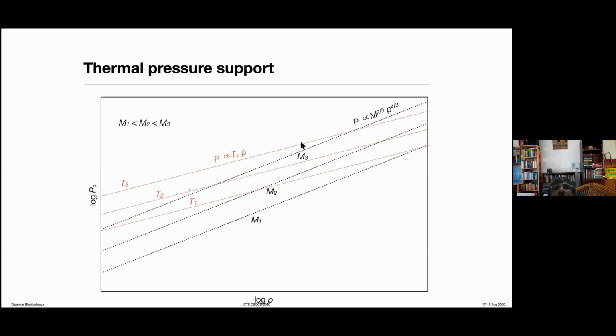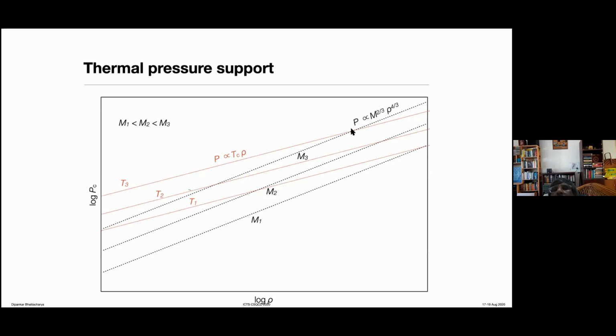So this is the amount of pressure that you need to balance by thermal pressure. Now thermal pressure is proportional to T_c times density. T_c is the central temperature. So that also has a constant slope of 1. Remember, this has a slope of 4/3, and that is a slope of 1. So when you have these two, they are going to cross somewhere. And that is the place which will represent an equilibrium, which is the equality of these two pressures.